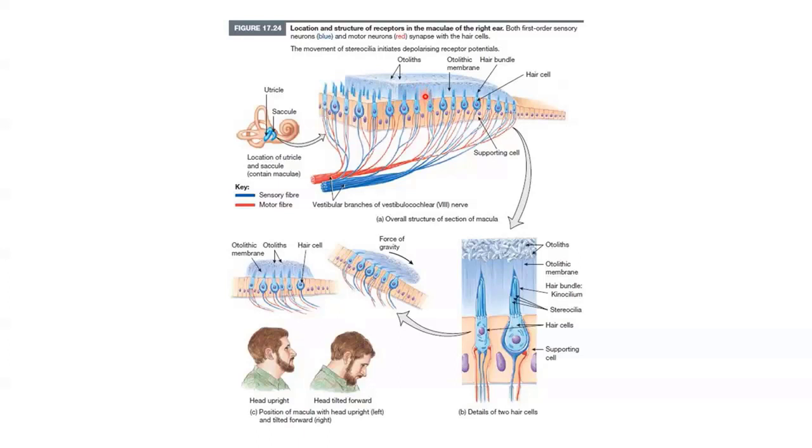And depending on the direction of the bending, will either cause depolarization or hyperpolarization of those hair cells, which can also be classified as mechanically gated ion channels. So when the hair cells bend one way, it will cause depolarization. When they bend the other way, it will cause hyperpolarization. And this is what allows us to differentiate movement in different positions or different directions.